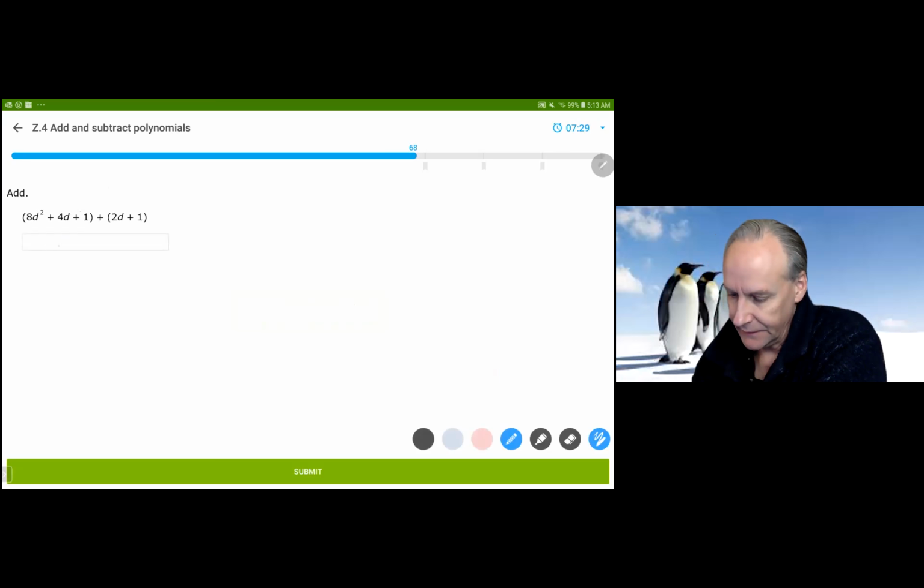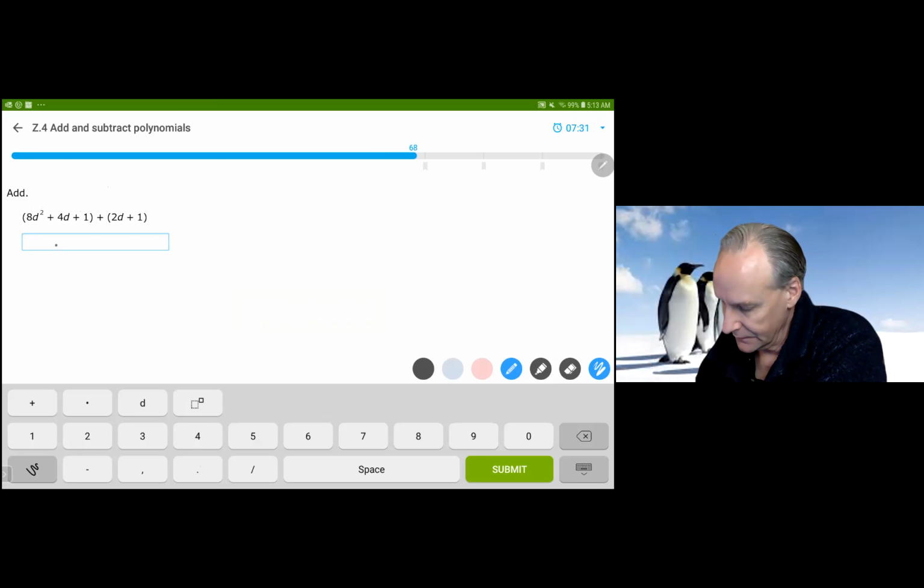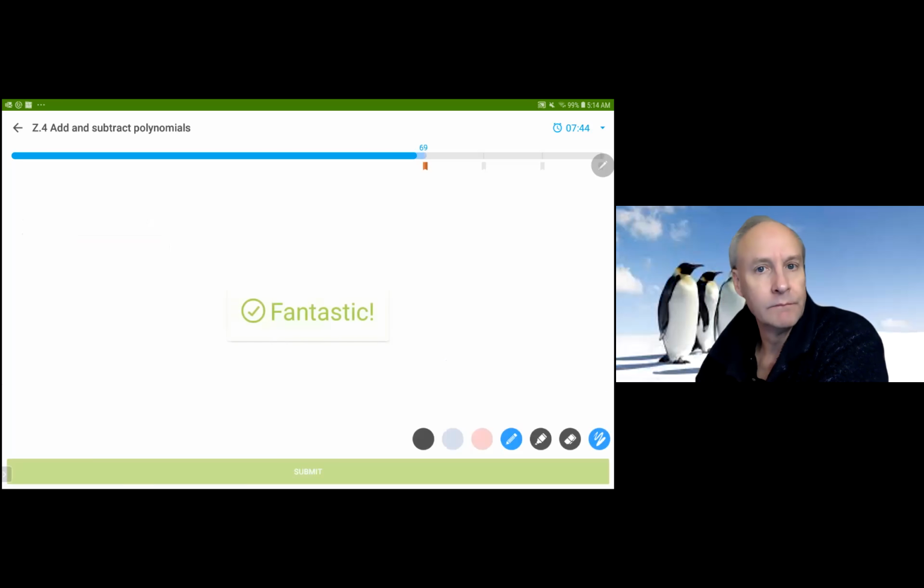Let's see, we're going to add these together. We have an 8d squared, no other squareds. We have a plus 6d, and we have a plus 2. Done.